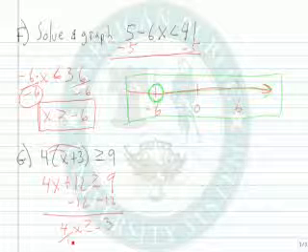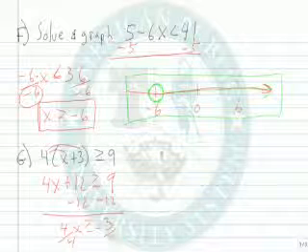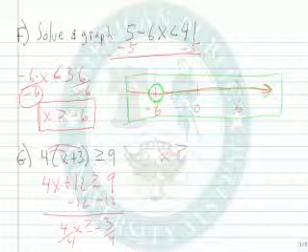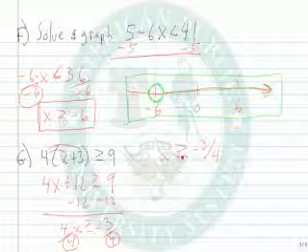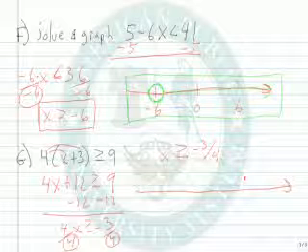Let's divide through by 4. So we have x is greater than or equal to negative 3/4. Now notice there's a negative in the problem, but we divided by a positive, so we do not change the inequality sign unless we're multiplying or dividing by a negative. So our solution is x greater than or equal to negative 3/4.